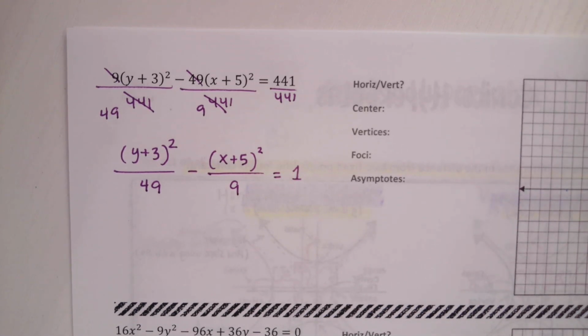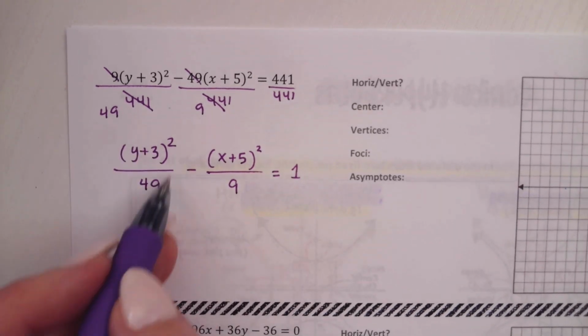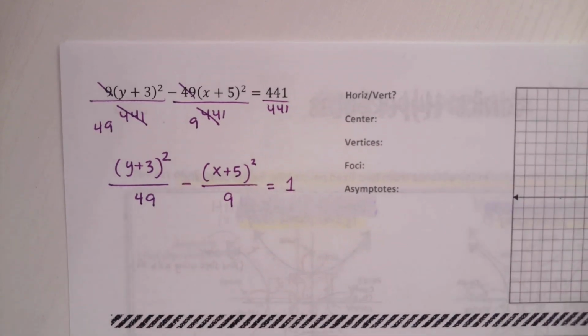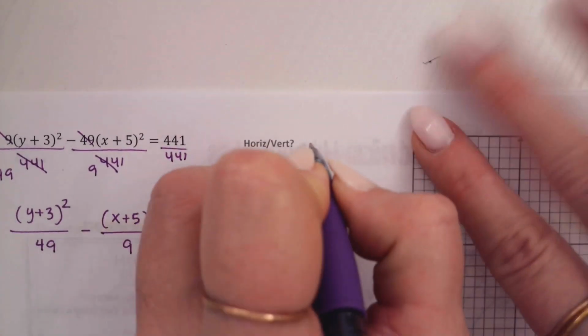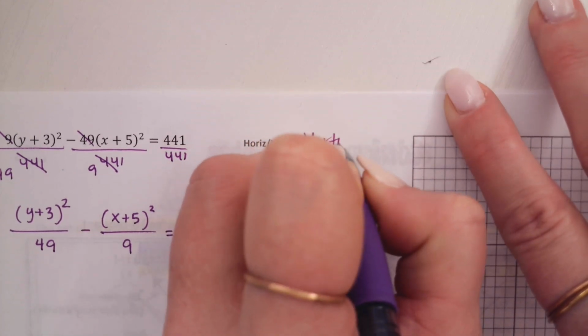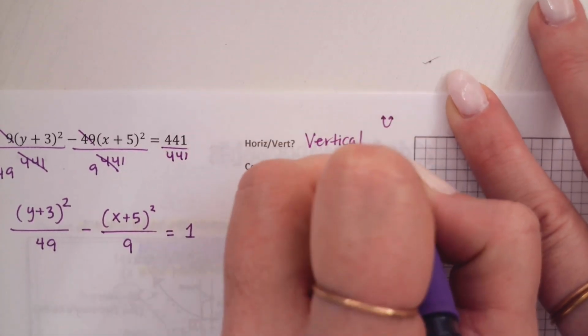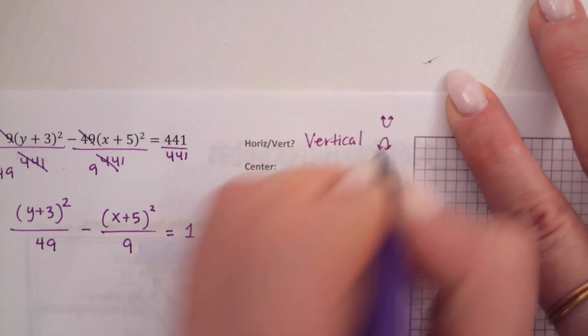Now determining which way it faces, remember it's based on which term is the positive term. On this one, y is the positive term, x is the negative term. So if y is positive, it's going to face vertically. Good job. Vertically means you're going to have one piece of the hyperbola that faces up and one piece that faces down.